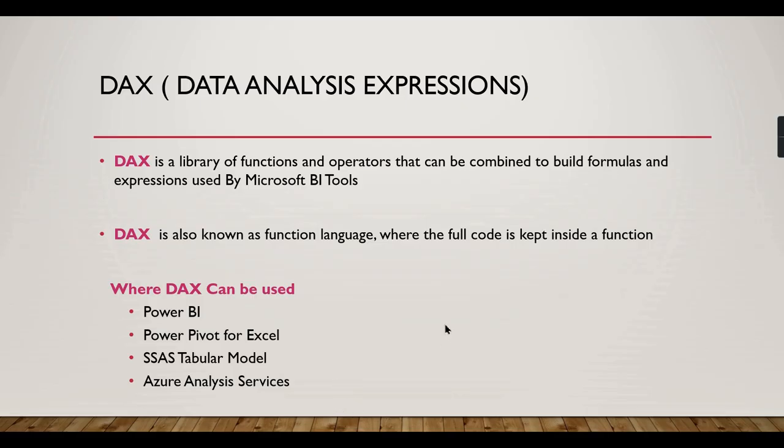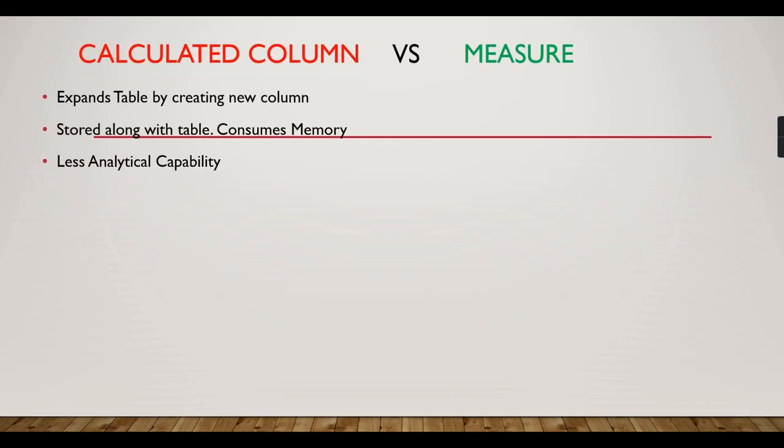With this introduction, let us go on to what a calculated column and a measure are. You will use DAX predominantly for this purpose: either you want to create a derived or calculated column, or you will create measures. Measures are set calculations that happen dynamically. So let us see what a calculated column is. A calculated column expands the table by creating a new column, stored along with the table, consumes memory, and has less analytical capability.